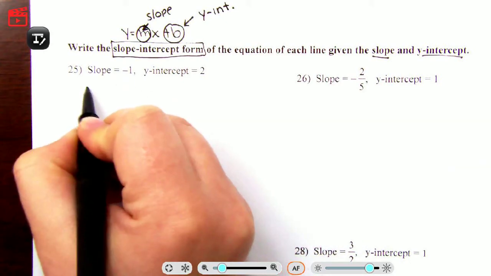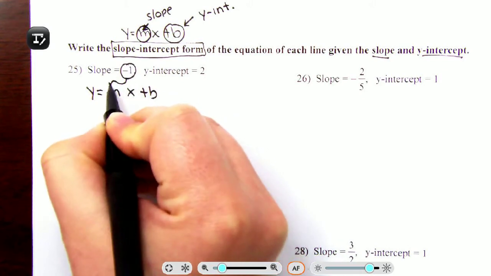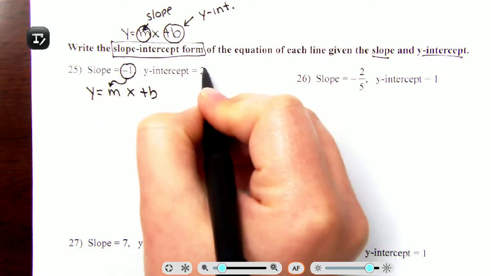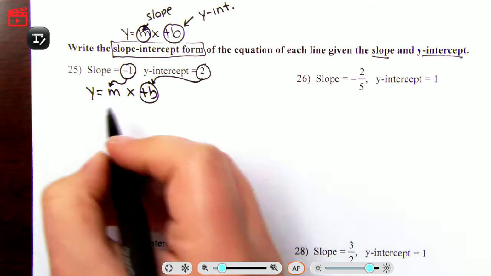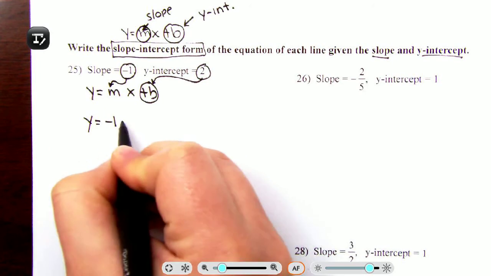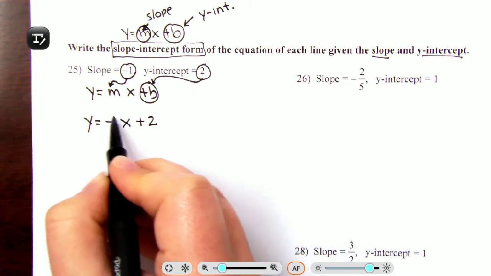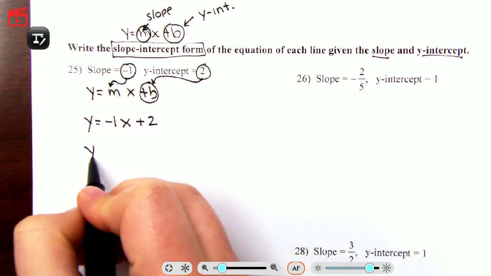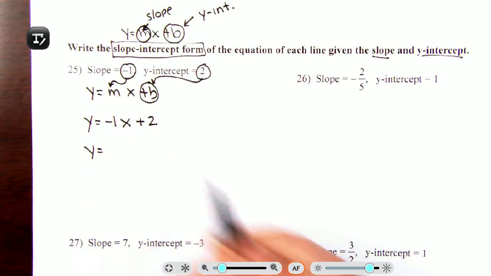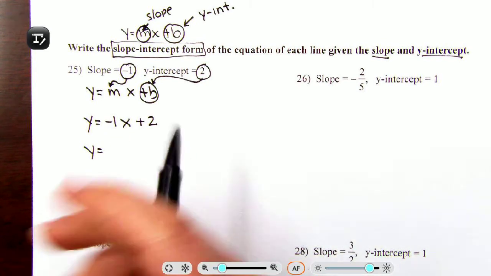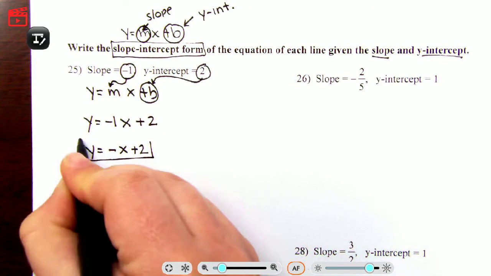So since we know that slope is -1, we're going to replace that m with -1. And then we know y-intercept is 2, so we're going to replace that plus b with 2. So we have y equals -1x plus 2. And again, if you want to, you can keep it like this. In Integrated Math 1, you would be required to simplify that because 1 times anything is anything, but we have that negative. So usually you'll see this as -x plus 2.